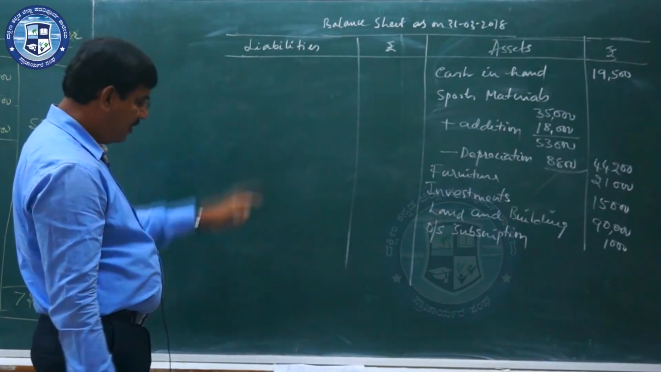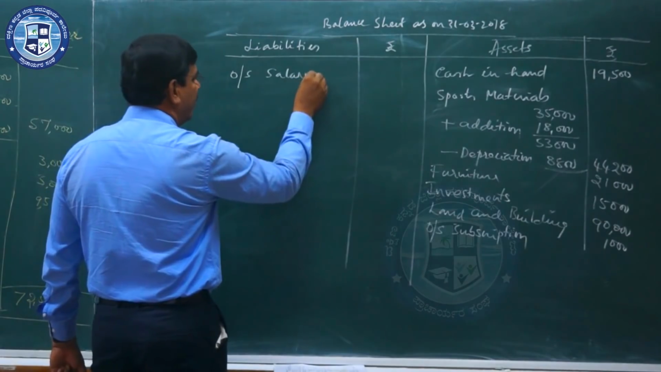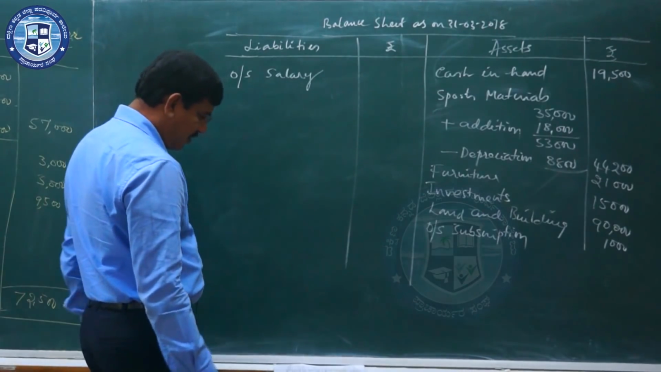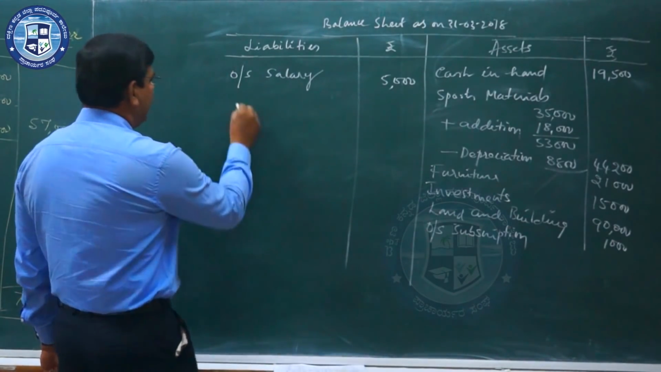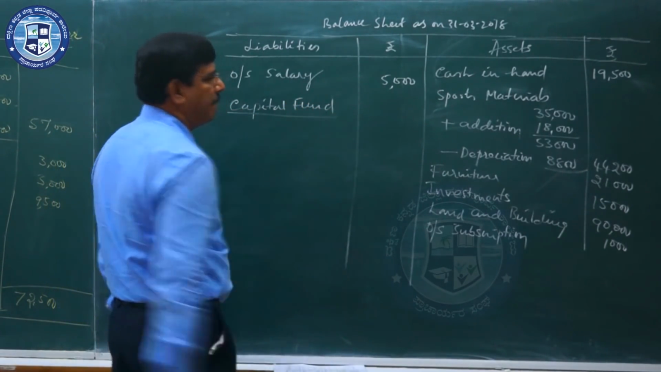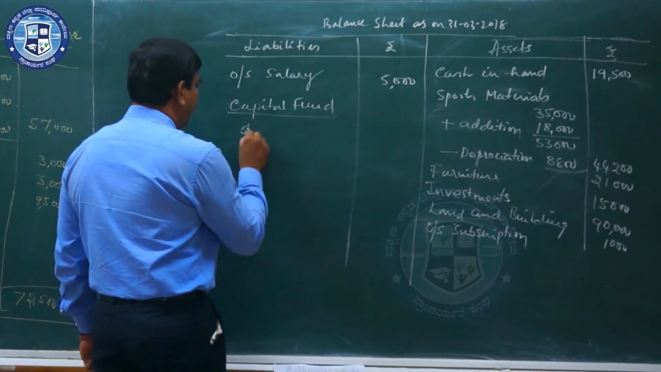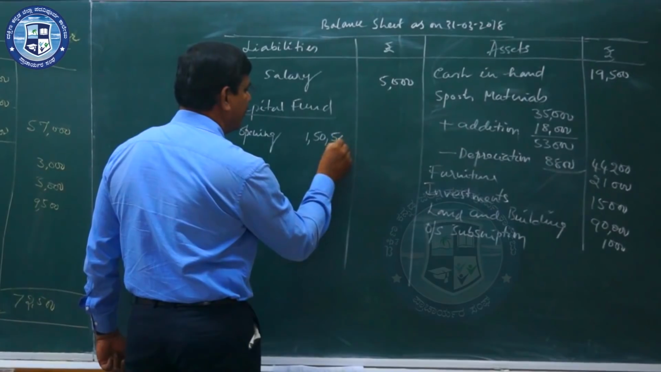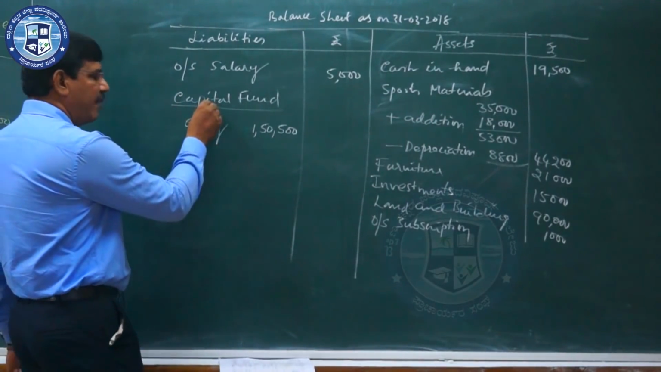Now let's come to the liability side. Salary outstanding is given in the adjustments. It has to be treated twice. Outstanding salary, the amount is 5,000. Then we have to write capital fund. Capital fund is given in the opening balance sheet. The opening balance is 1,50,500.